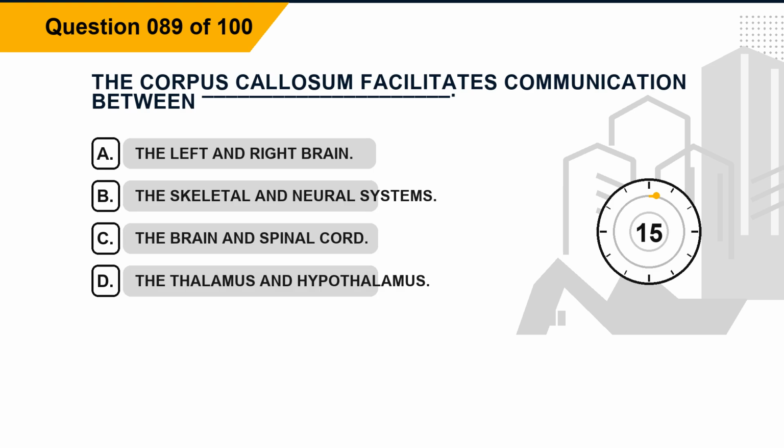Question 89. The corpus callosum facilitates communication between blank. Option A. The left and right brain. Option B. The skeletal and neural systems. Option C. The brain and spinal cord. Option D. The thalamus and hypothalamus.